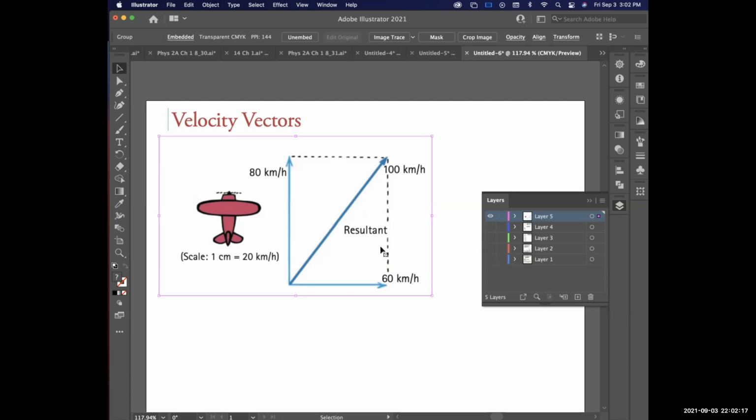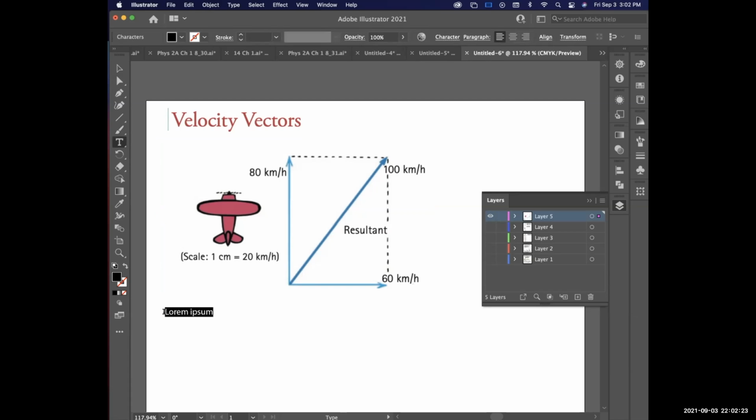Oh, one thing of vocabulary, though, is that free fall means that you fall under the influence of gravity only, ignoring air resistance. So free fall means that you fall under the influence of gravity only.